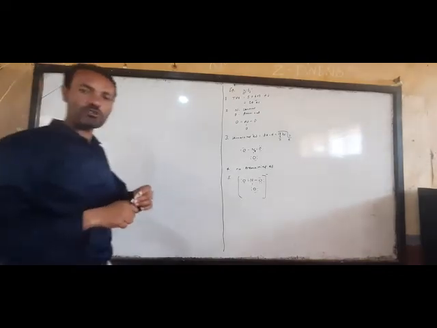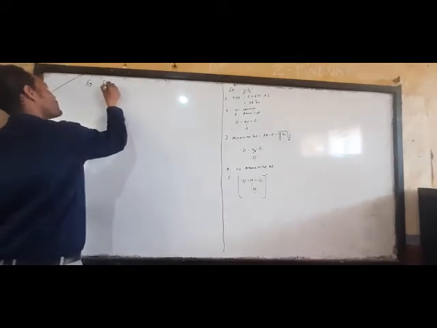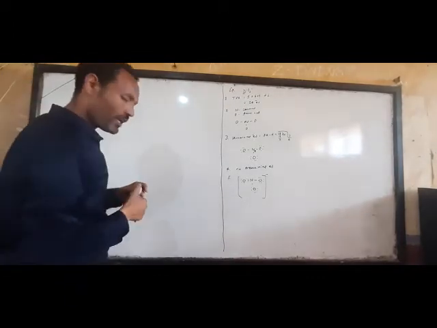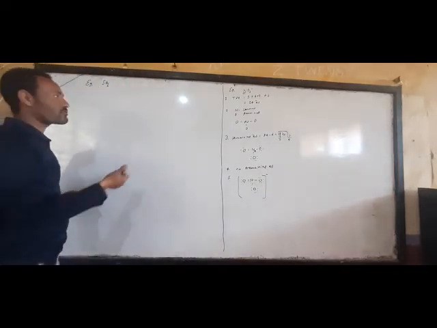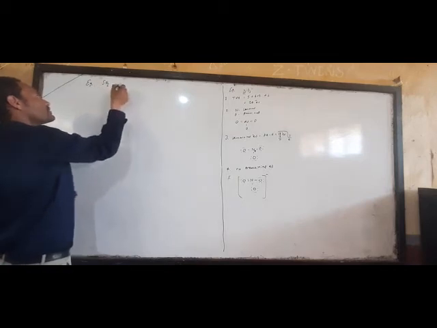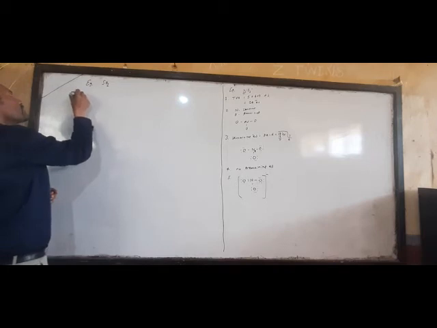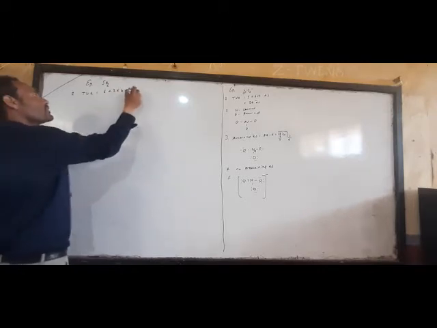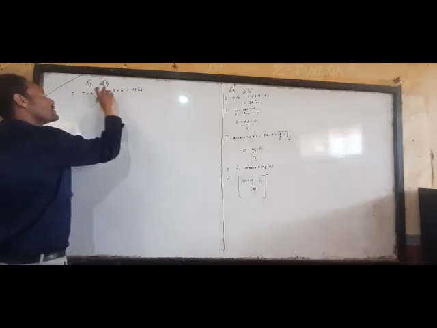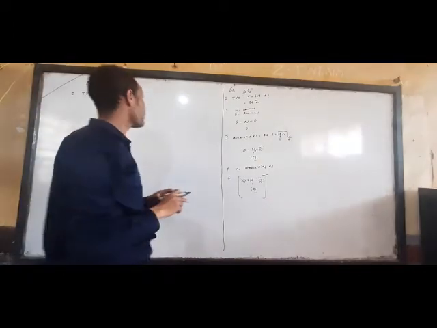Let's draw the Lewis structure of sulfur dioxide. If we are asked to draw the Lewis structure of sulfur dioxide, first we need to know the total valence electrons. The total valence electrons of this molecule is 6 plus 2 times 6, which equals 18 electrons, because sulfur and oxygen each have 6 valence electrons.